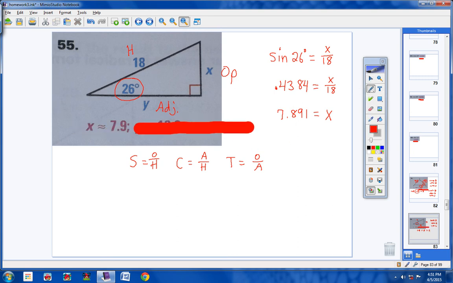7.9. Now, next let's solve for y. So we're dealing with y and the hypotenuse. Adjacent and hypotenuse. Which trig function deals with adjacent and hypotenuse? Cosine does. So the cosine of 26 degrees equals adjacent over hypotenuse. Alright? Now the cosine of 26 is 0.8988 if you round correctly.